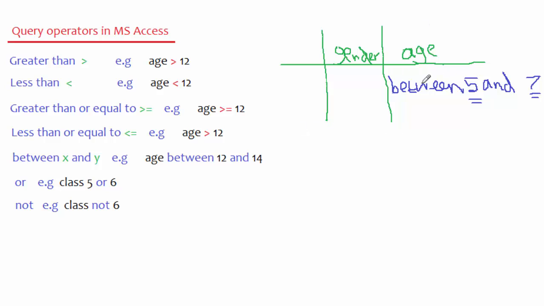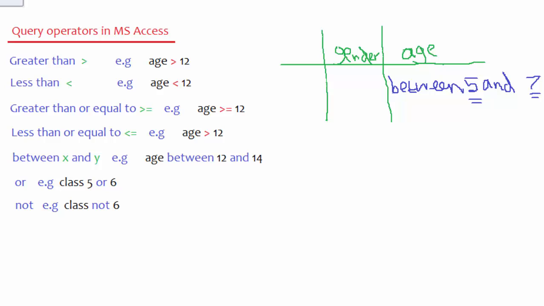So when I run this search or query, it will give me those students with the age of 5, 6 and 7. The ones with the age of 5 are included, and the ones with the age of 7 are also included, and the ones between the two limits are included.